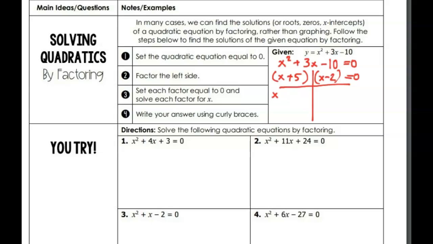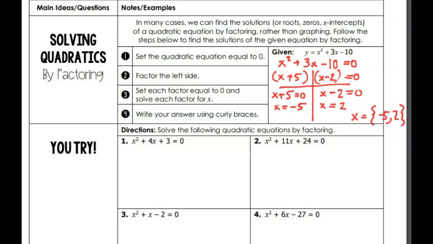And then we're going to set each factor equal to 0 to find out when that factor can equal 0. So on the left-hand side, when is x plus 5 equal to 0? When x is negative 5. And when is x minus 2 equal to 0? That's when x is equal to 2. And then we're going to state the two solutions, again using that idea of the curly braces to indicate that those are two separate answers there.